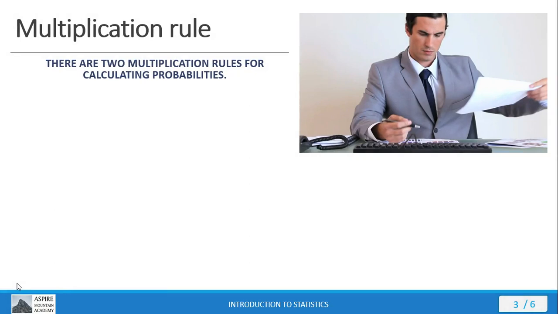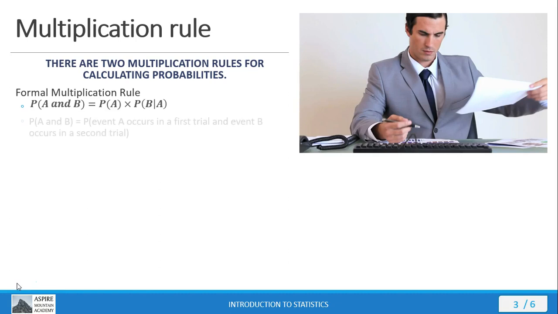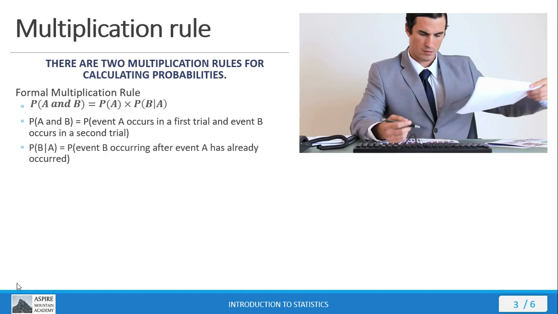Again, I don't know why your textbook author does this, but he classifies there's two different multiplication rules for calculating probabilities. First, there's the formal multiplication rule, and it basically says that the probability of A and B is the probability of A times the probability of B given A. So the probability of A and B is the probability that event A occurs first in a first trial, and then event B occurs second in the next trial. The probability of B given A is the probability that event B occurs after A has already occurred.